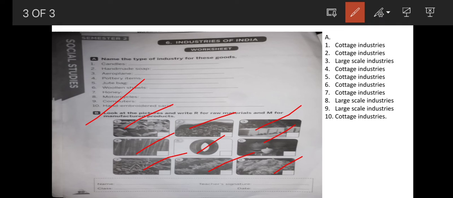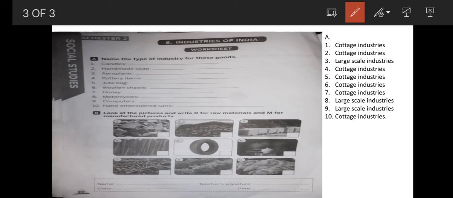So dear children, this is a homework for you, so do it by yourself. So dear children, I hope you understood about 5 and 6, agriculture in India and industries of India.